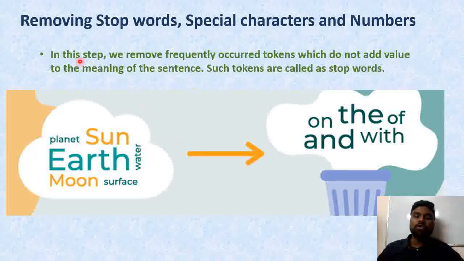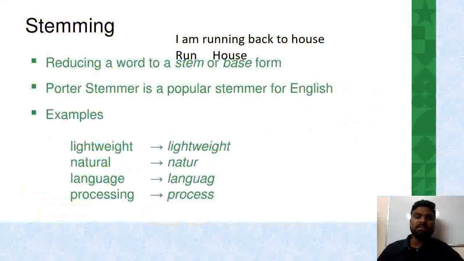Okay, so in this step what we do, we remove frequently occurred tokens which do not add value to the meaning of the sentence. Such tokens are called as stop words. After this we use stemming. Okay, so what is stemming? Stemming actually reduce a word to a stem or base form. Okay, so in your screen you can see there is an example. So we have a sentence, I am running back to house.